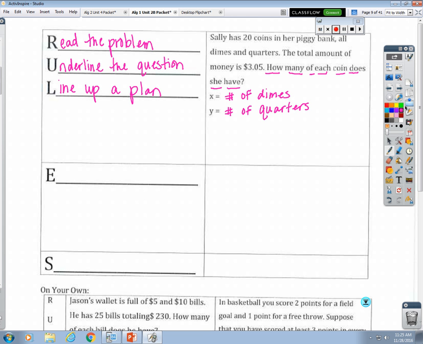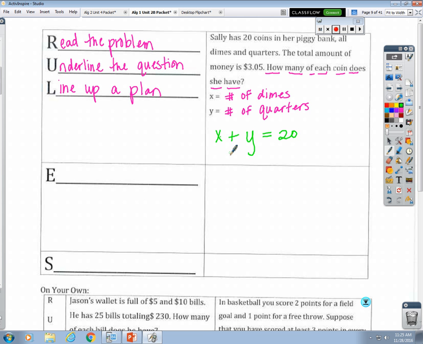Okay, so let's talk about what these equations will look like. We know that we have dimes and we have quarters, right? Dimes, quarters. And what do we know about the dimes and the quarters? They add up to 20 total coins. Now, we're not going to write anything beside X, and we're not going to write anything beside Y, because do we currently know how many dimes there are? No, and we don't know how many quarters there are. We just know together they make 20 total coins. So there's your first equation.